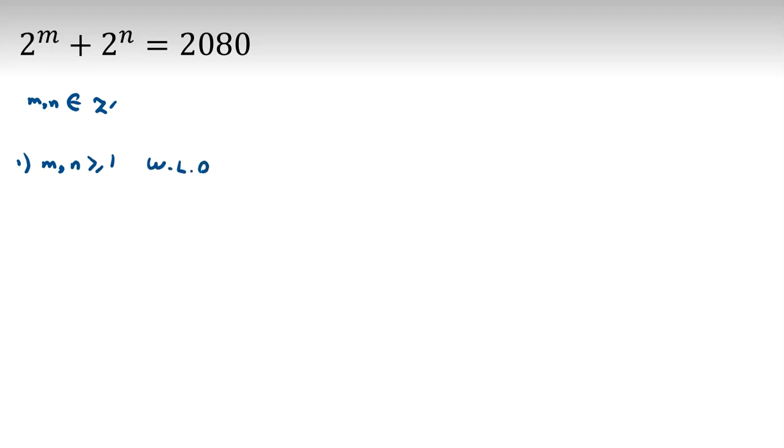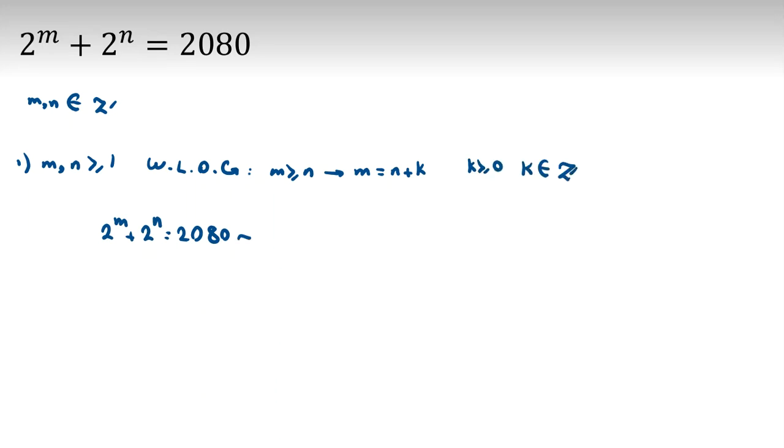without loss of generality, we consider m greater than or equal to n, because the equation is symmetric in terms of m and n. So m equals n plus k. Because 2 to the m plus 2 to the n is 2080, I replace m with n plus k, and k is at least 0 and an integer. So I conclude 2 to the n plus k plus 2 to the n equals 2080.